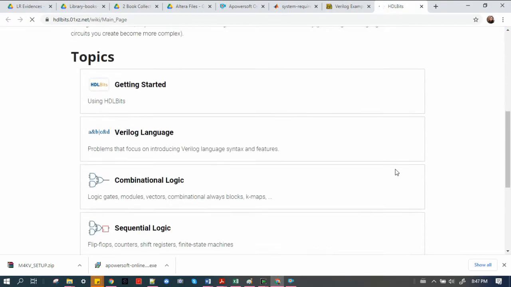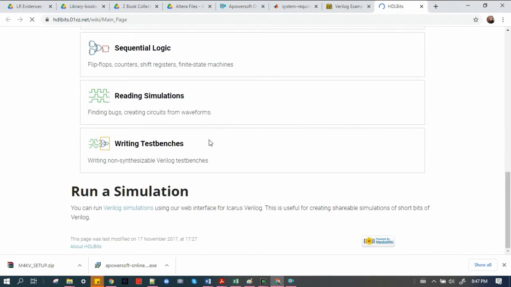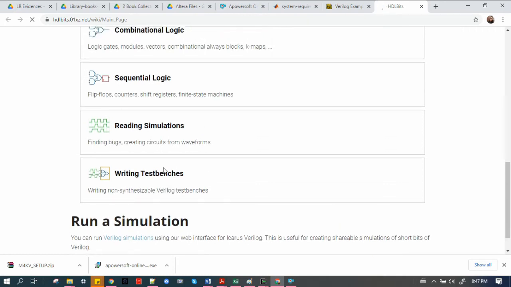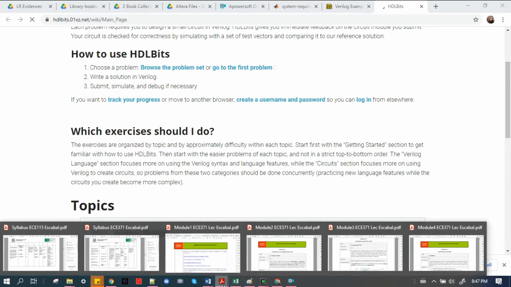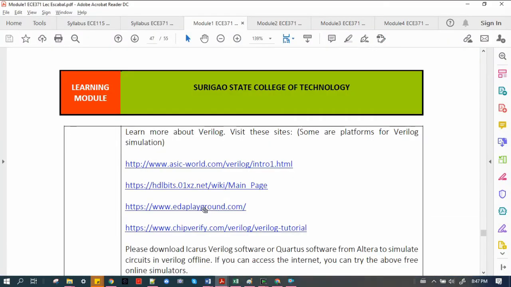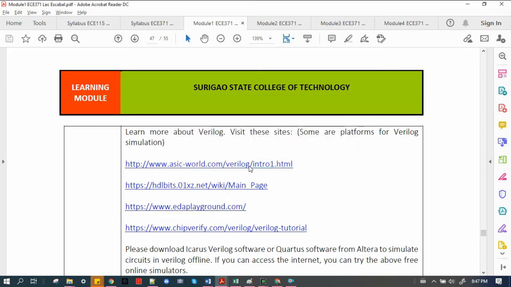Some more examples in Verilog: combinational and sequential logic, writing test benches. Please check these sites. edaplayground.com, this is where you can simulate online your codes.